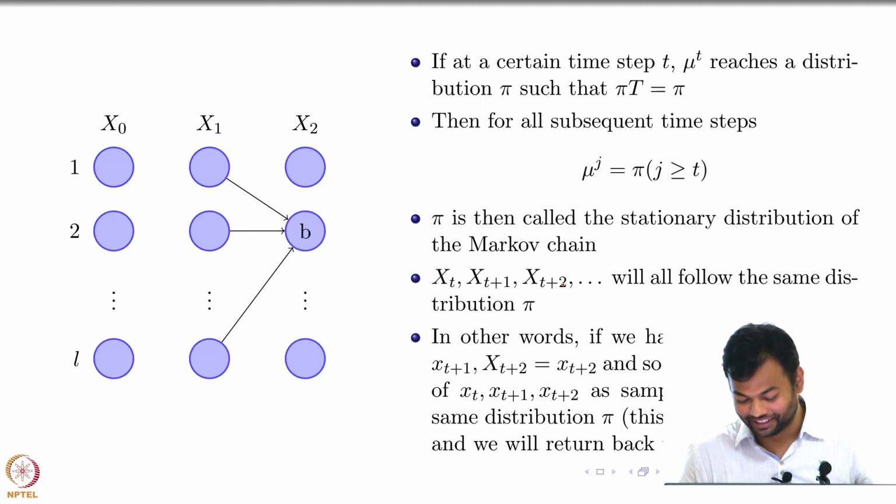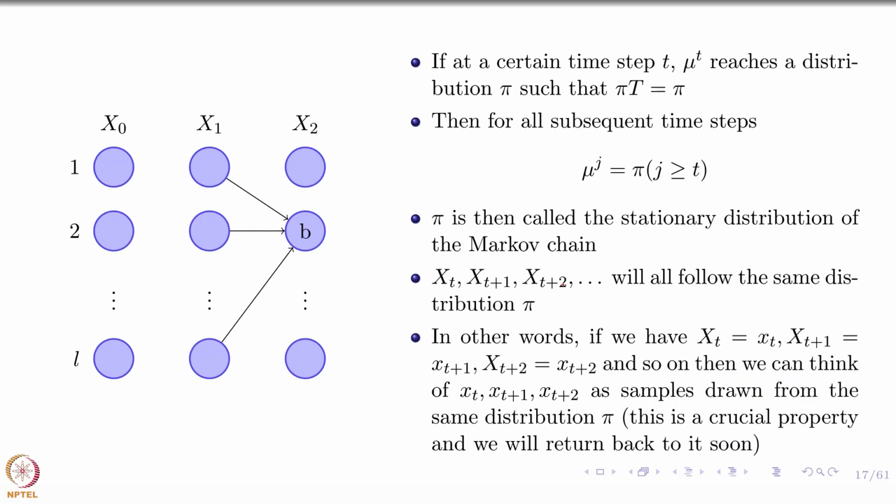Okay. So the key thing to note here is once you reach the stationary distribution, after that, even though it seems that you are having a different random variable at every time step, you are essentially drawing from the same distribution. All these random variables come from the same distribution. All these samples come from the same distribution. Okay, that's a crucial property and we'll return back to it.